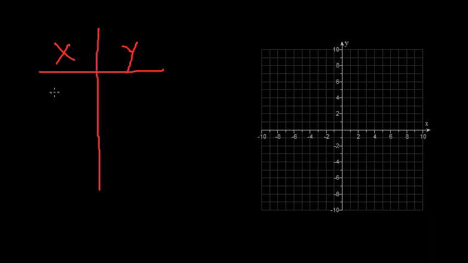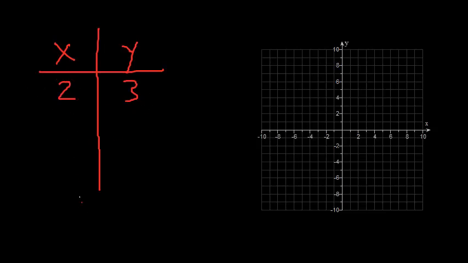Ordered pairs can also be written in a table where I have a column of x values, a column of y values, and they are associated horizontally here. So if I said I had an x value of 2 and a corresponding y value of 3, this is then my ordered pair 2, 3.